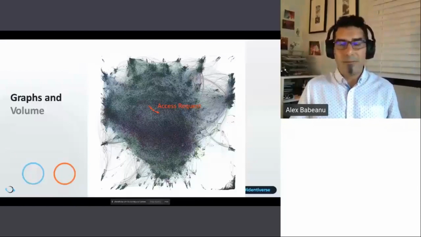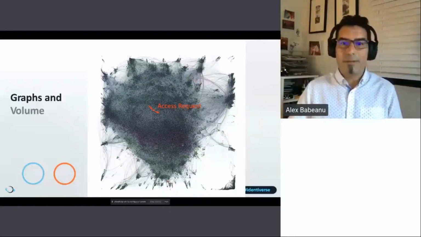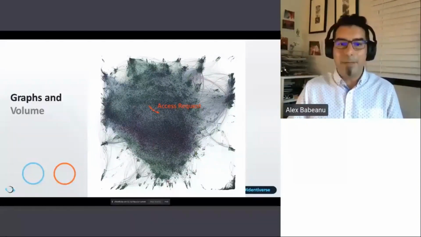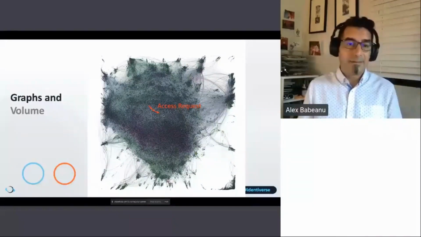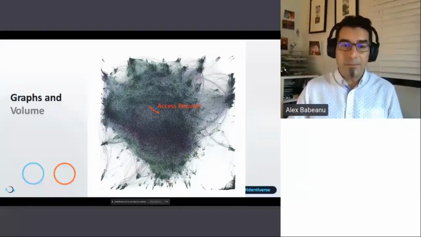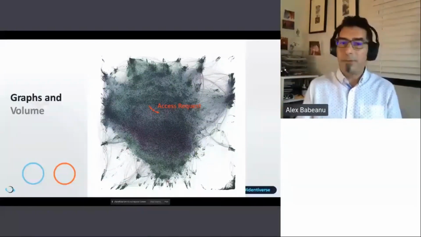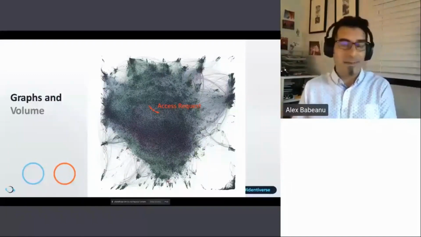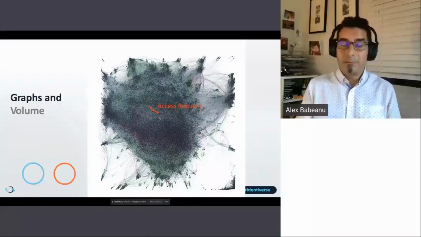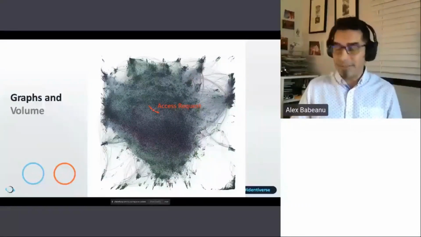Well, here's what it would look like at a larger volume. This is a graph that represents about 140,000 nodes. So it's still a small graph by old standards. What it turns out is that the same access request takes exactly the same amount of time because it's still a 3-hop query. So it doesn't matter how many other nodes there are, your access request still has only 3 hops, therefore it will take exactly the same time. So graphs scale really well at large volume. Compare that with a relational database, for example.